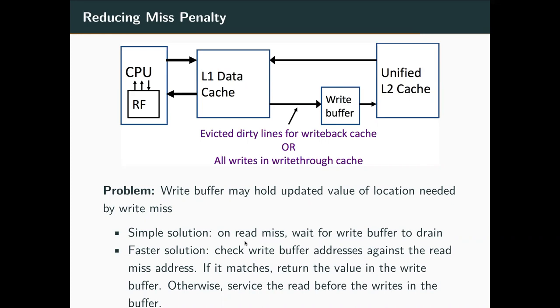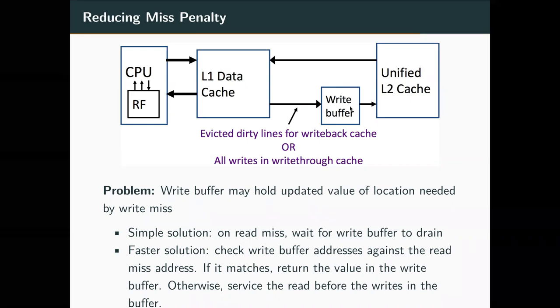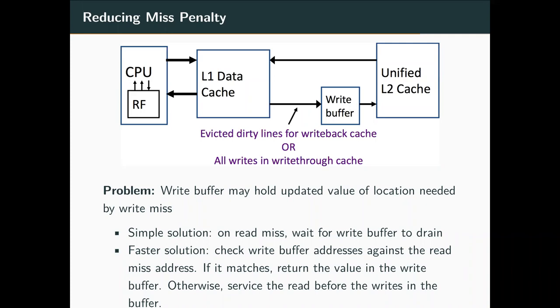So the simple solution is just, if we ever have a read miss, just wait until the write buffer has drained. So just let all the writes go through to L2 and then perform the read. That's simple, but stupid. Let's do the faster solution, where we check the buffer addresses. So anything in our write buffer will be checked against the read miss address. And if it matches, then we just return whatever is in our buffer. Otherwise, we'll just do the read out of L2.